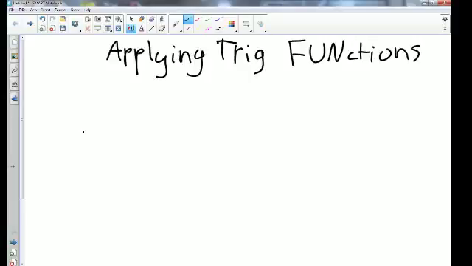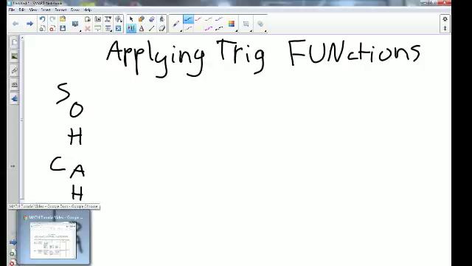Okay, so what we're going to be doing today is applying some trig functions. A cool acronym that I learned, the principal of the high school taught me this one, for remembering the order of all the trig functions is: Some Old Hippie Caught Another Hippie Tripping On Acid.